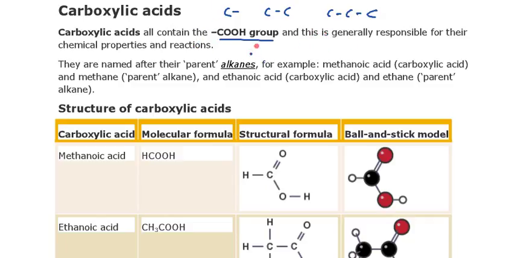Here the carbon chain is considered the parent, and the acid part is considered the suffix. For example, in methanoic acid, oic acid is used as the suffix, which represents the carboxylic acid, and meth- means a saturated one carbon chain. When COOH gets attached to that part, one hydrogen is removed and it converts into methanoic acid.